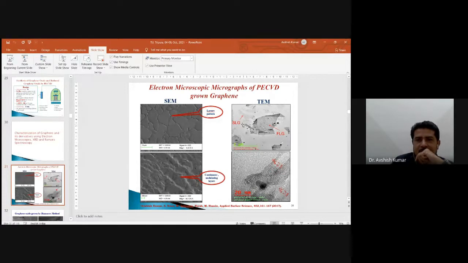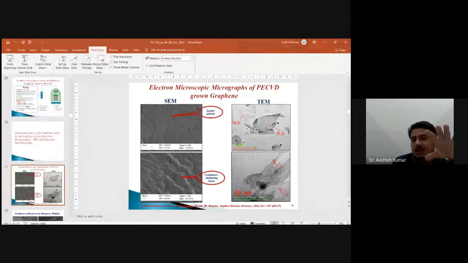We have gone for this TEM characterization, and we are calling these some single layer graphene, these some few layer graphenes. Because this is not HRTEM, we have simply used normal TEM, so we could not optimize, and we have gone for confirmation. We have used Raman spectroscopy to tell whether it is a single layer or a few layers.